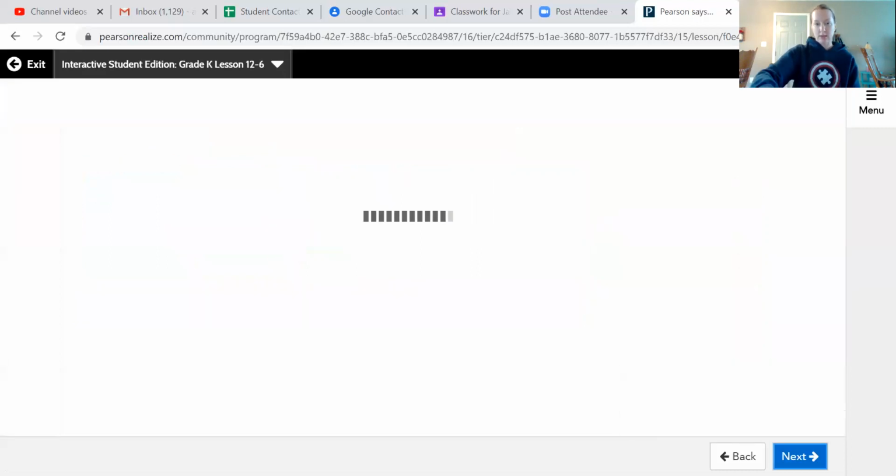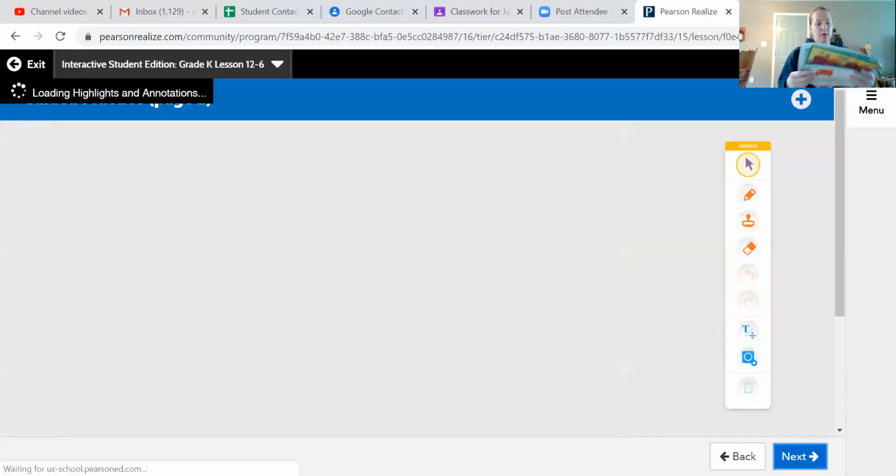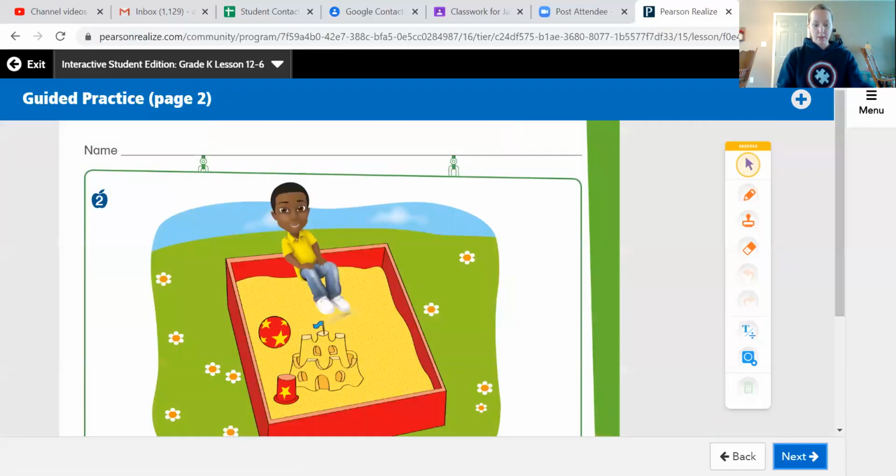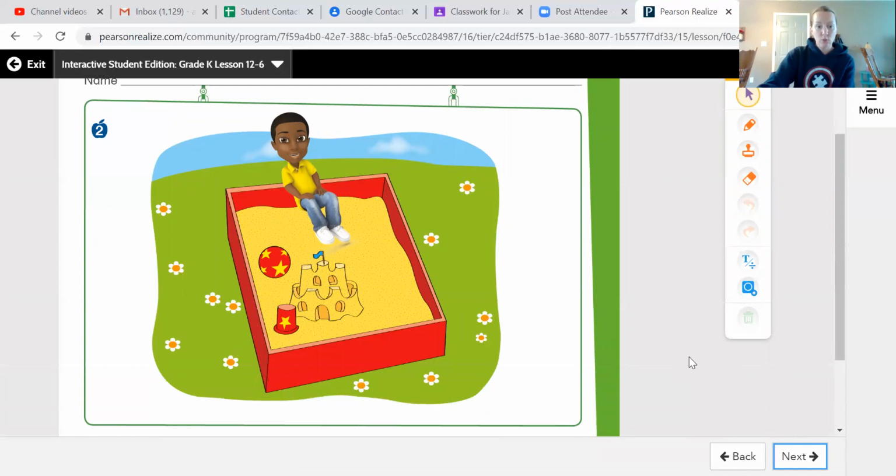We're going to go to the next page. Go ahead and flip your paper. Flip it like a pancake. All right. This one says, we need to name the shape of the objects in this picture and use position words to describe their location.